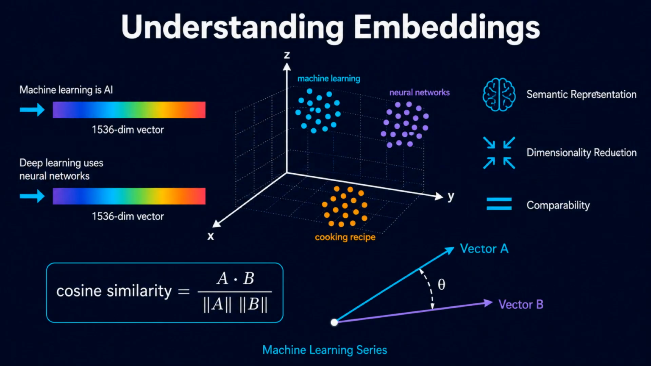Embeddings are numerical representations of text in a high-dimensional vector space. The key insight is that semantically similar texts end up close together in this space. For example, machine learning and artificial intelligence would have similar vector representations, while machine learning and cooking recipes would be far apart. Modern embedding models produce vectors with hundreds to thousands of dimensions, typically 1536 for OpenAI's models. These vectors capture the semantic meaning of text, enabling computers to understand similarity in a mathematical way.